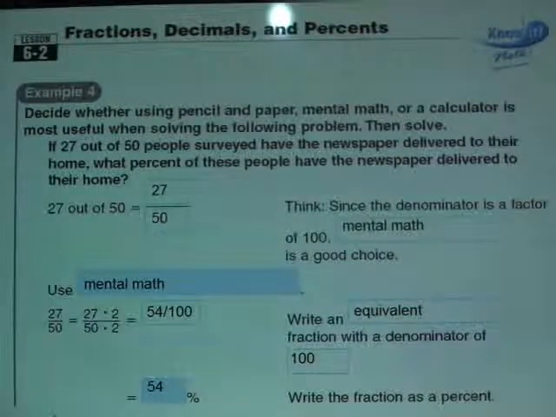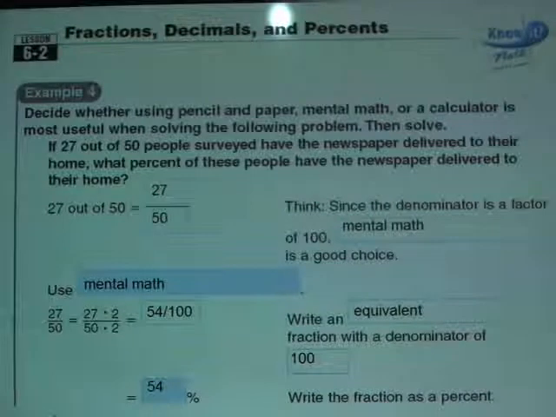All right, so if we're talking about 27 out of 50, and we're supposed to change that into a percent, because after the comma there it's saying what percent of these people, that's how I know I'm changing it to a percent. Now I have to make a decision. Do I want to use pencil and paper to solve this, mental math, or a calculator? Well, believe it or not, we can use mental math here pretty easily.